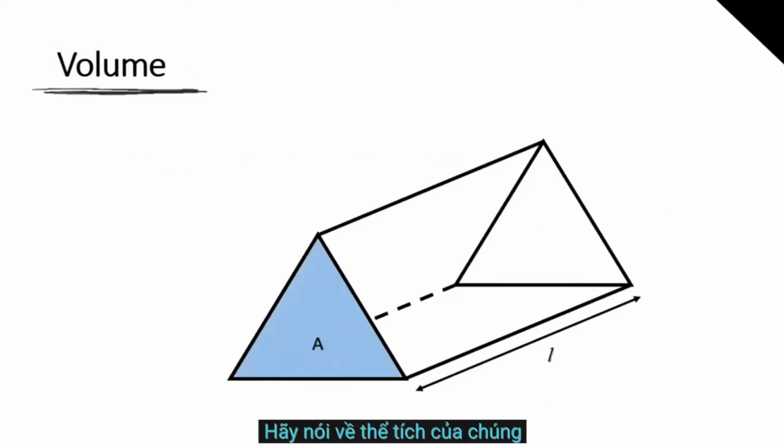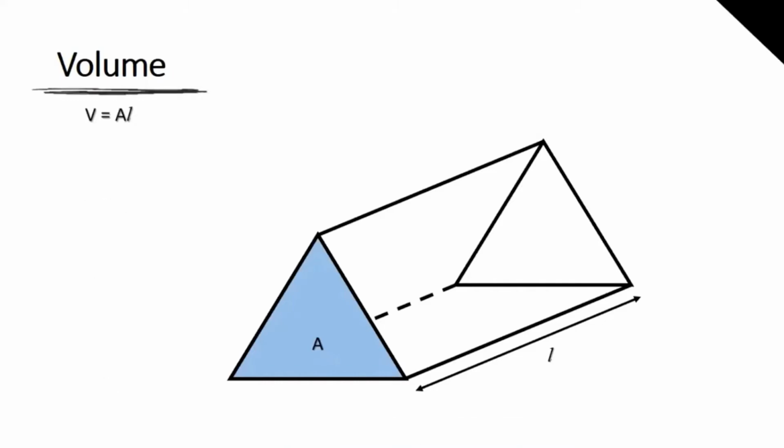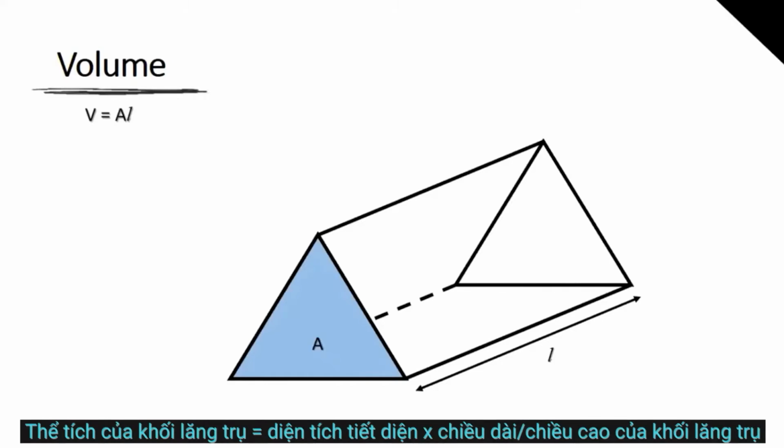So let's talk about its volume. The volume of a prism is equal to the area of the cross-section and the length or the height of the prism.